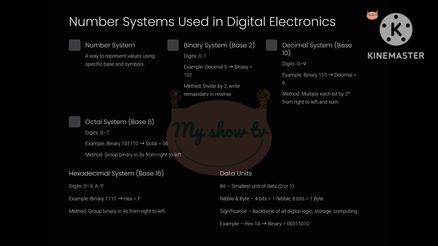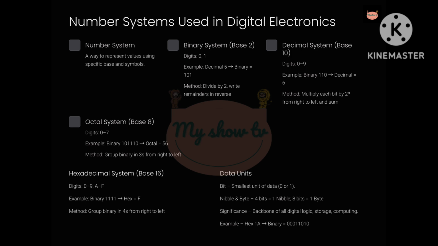This is because digital circuits have only two states, on and off. Next is the decimal system, which we use in daily life. It has a base of 10 and uses digits from 0 to 9. The octal system has a base of 8 and uses digits from 0 to 7. It is a shorter way to represent long binary numbers. The hexadecimal system uses base 16 and includes digits from 0 to 9 and letters A to F. It is very useful in computing and memory addressing.